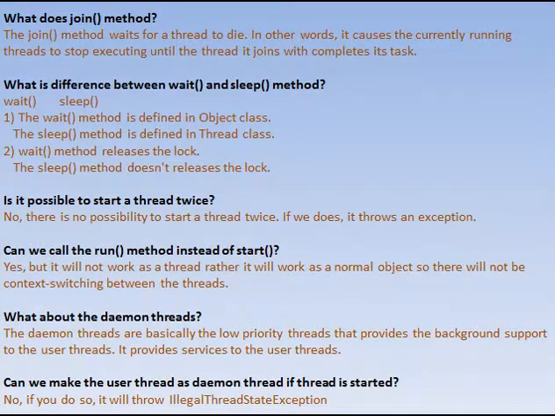What is the difference between wait and sleep method? Wait, sleep. 1. The wait method is defined in Object class. The sleep method is defined in Thread class. 2. Wait method releases the lock. The sleep method doesn't release the lock.